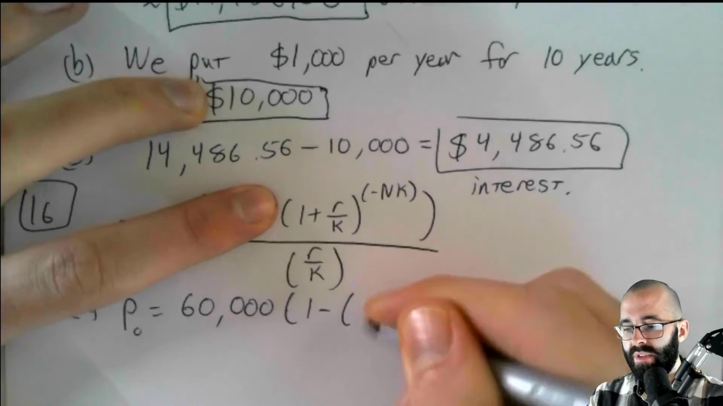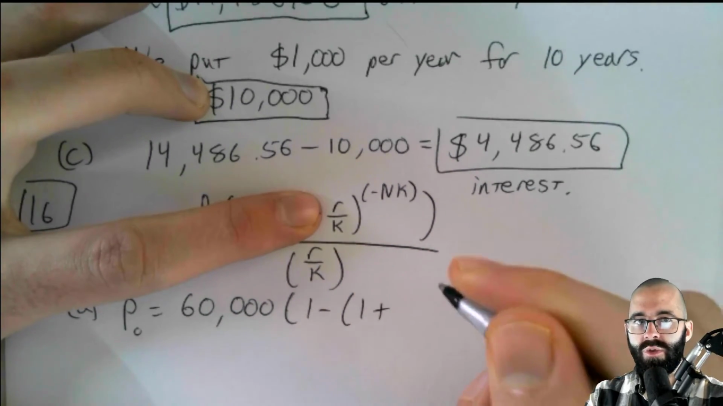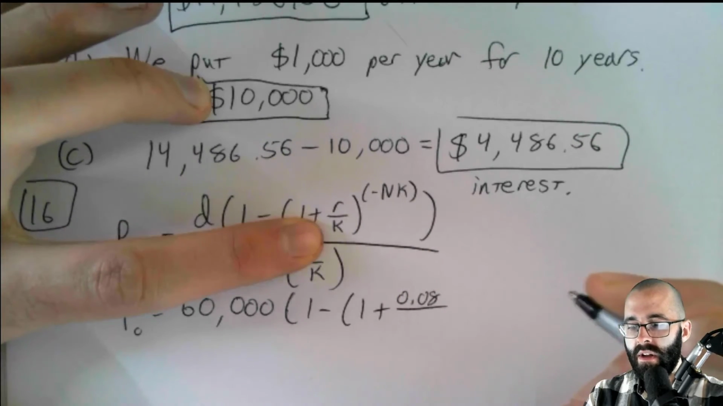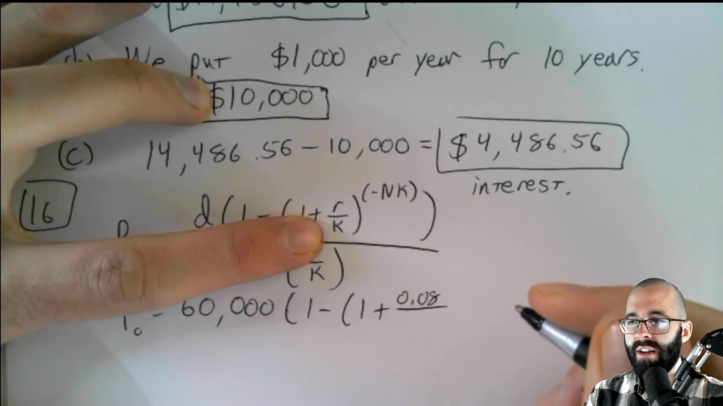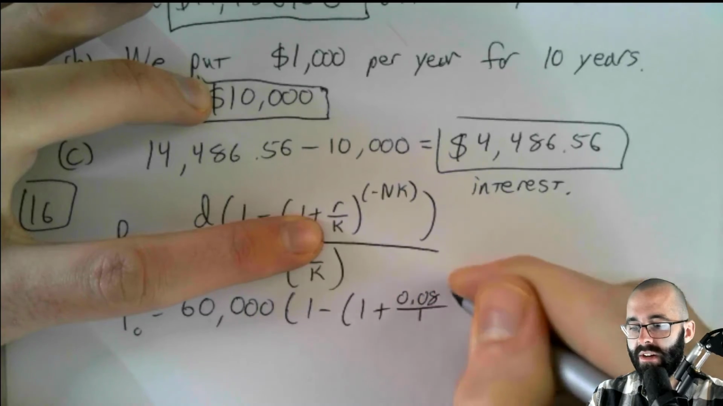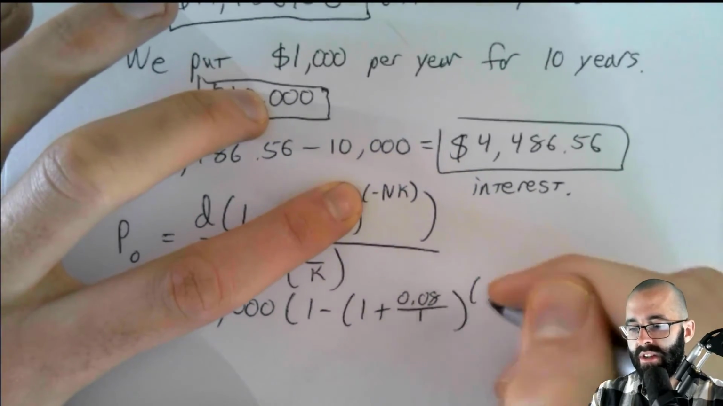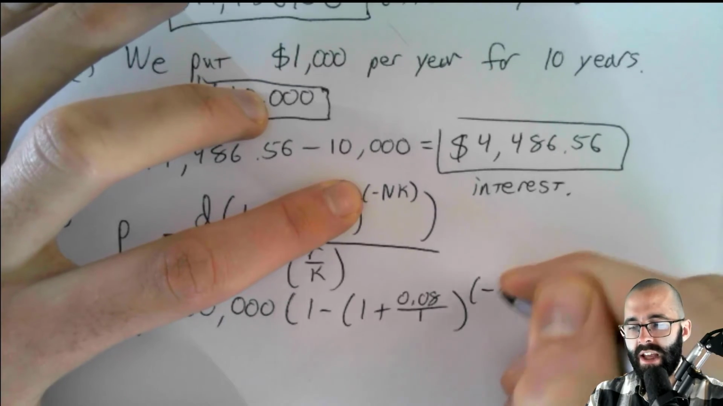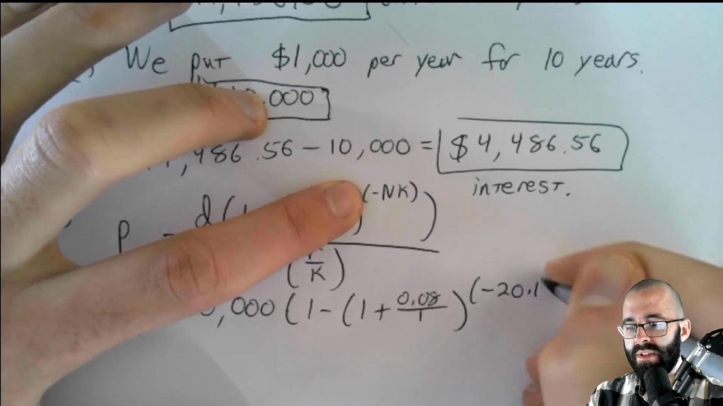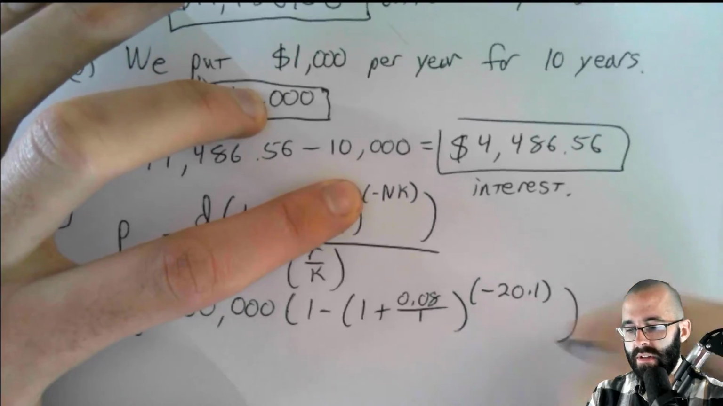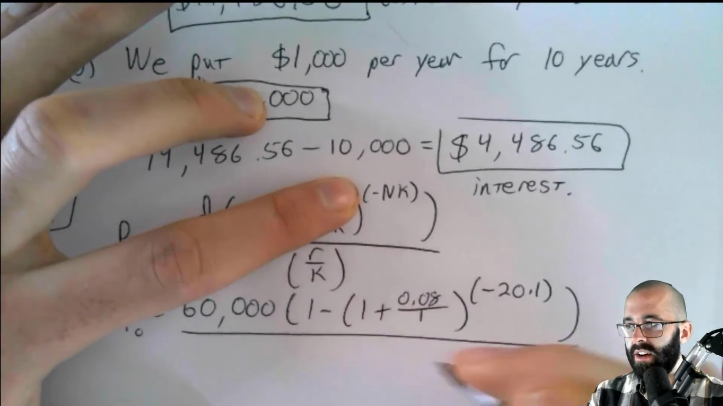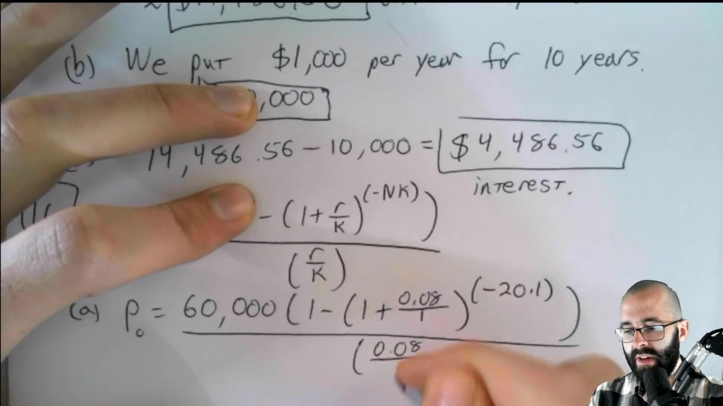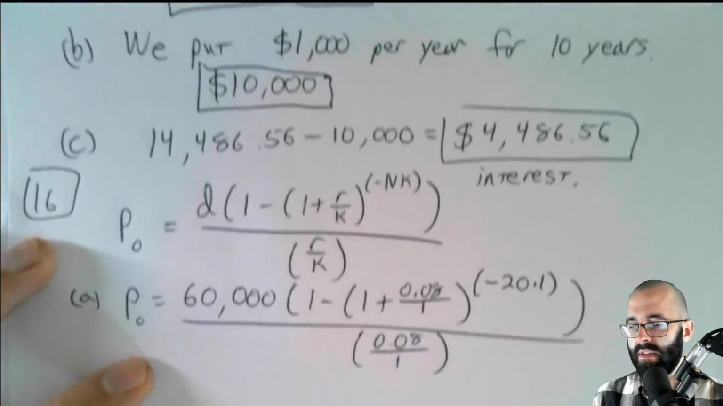1 minus 1 plus. What's our interest rate? 8%. How many times per year? It said compounded annually, once a year. Raised to the negative n. How many years was it? It was 20 years times k, which is 1. A lot of parentheses here. All divided by r, which is still 8%, divided by k, which is still 1.